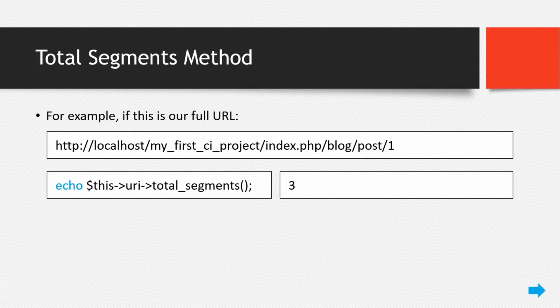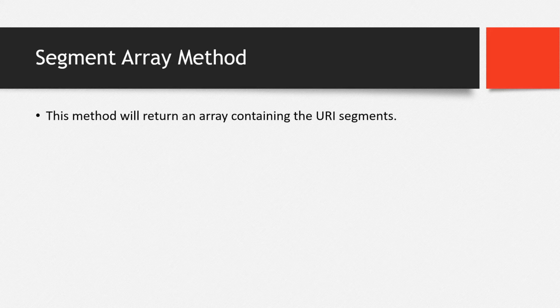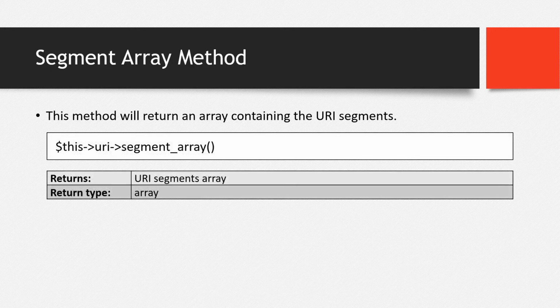Okay, next tayo. So, segment array method. So, this method will return an array containing the URI segments. So, ito yung syntax niya. This URI segment array. So, it will return a URI segments array. Then, the return type basically is an array.